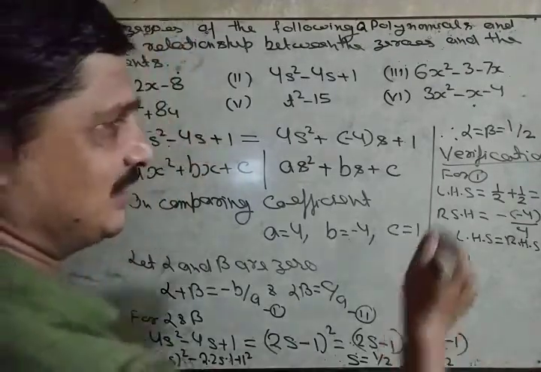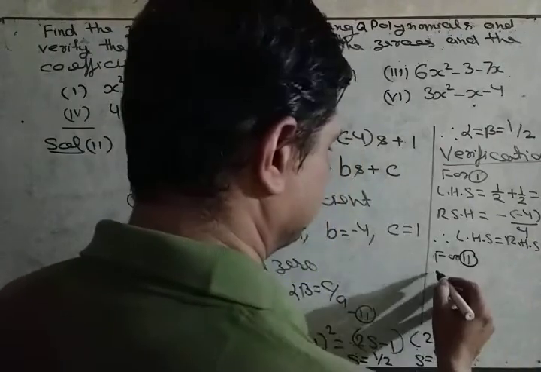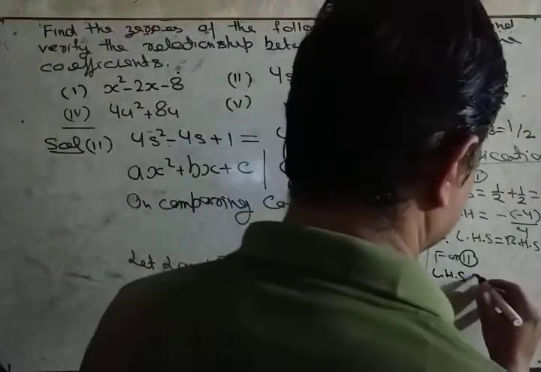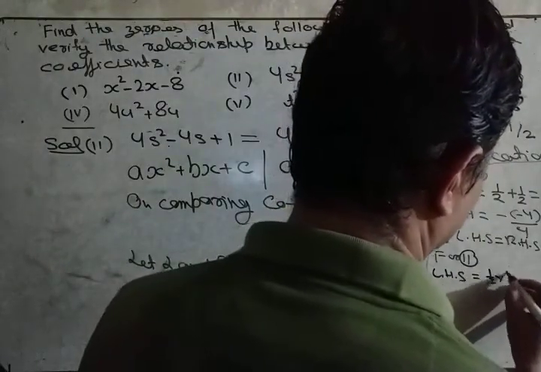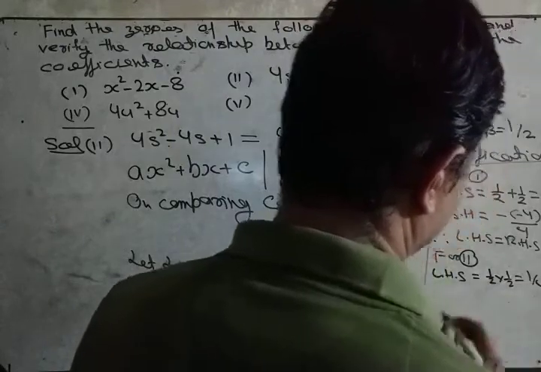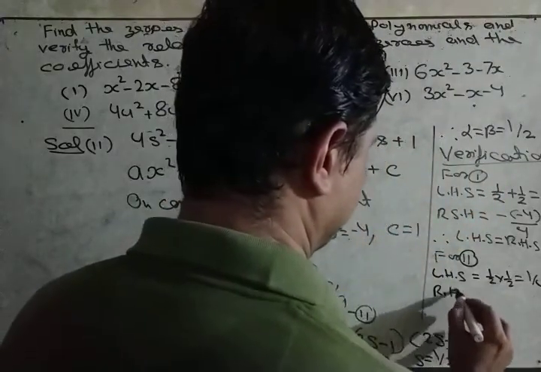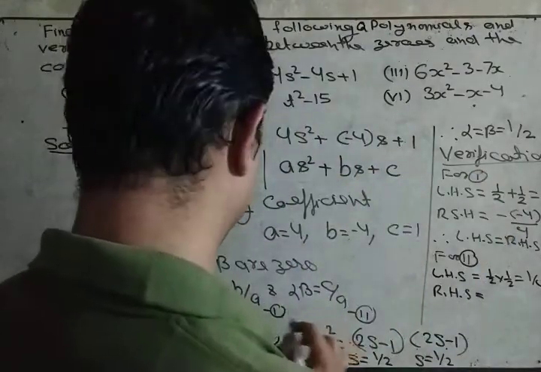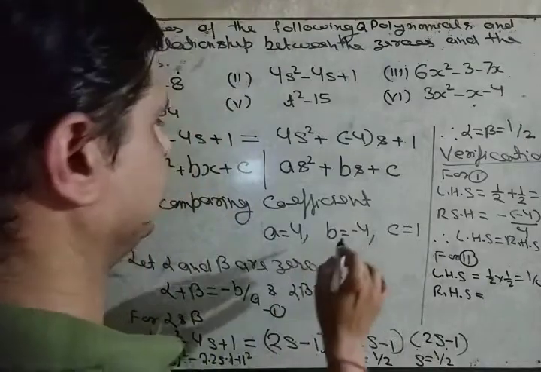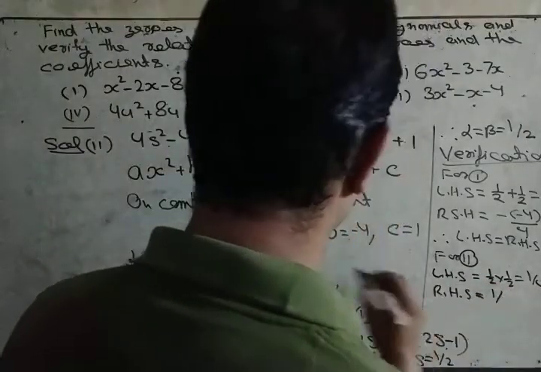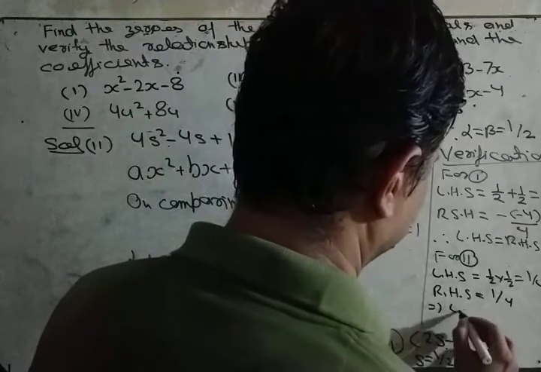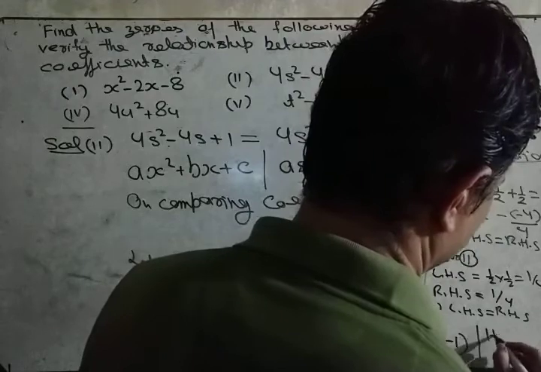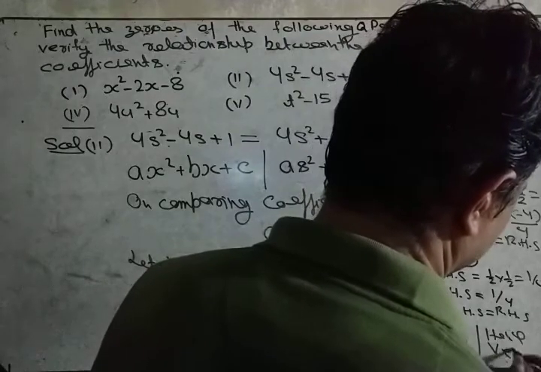Okay. So for second, LHS: alpha into beta, half into half, that is 1 by 4, and RHS is C by A. Where is C? C is 1 and A is 4. This is like that. LHS equal to RHS. Hence, verified.